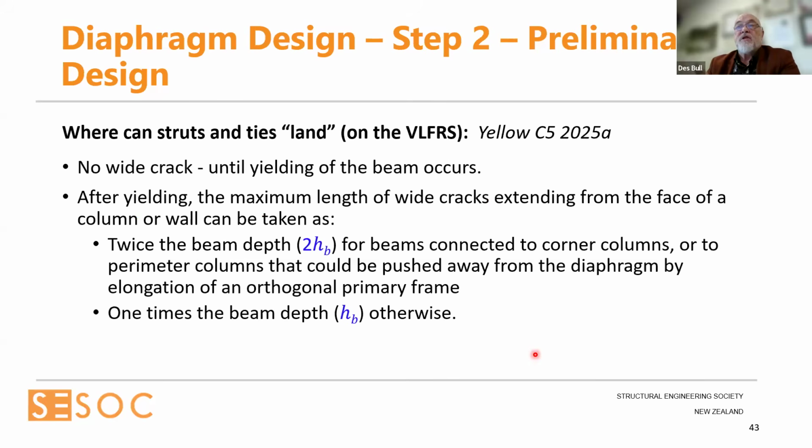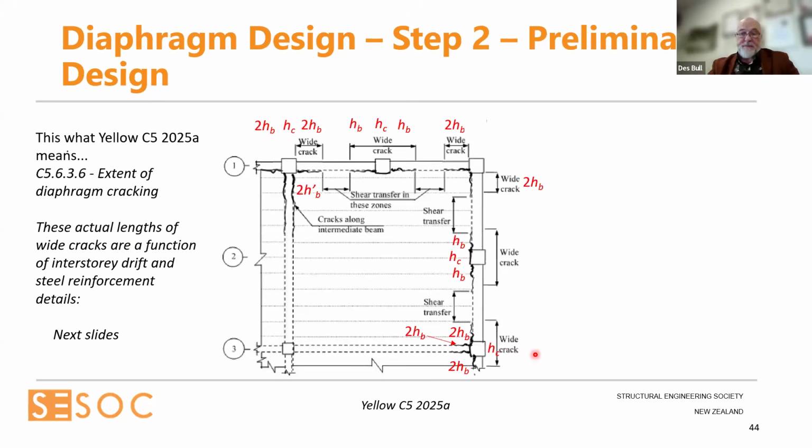Now, there's a lot of words here, and it talks about the lengths of cracks in different situations. I will jump straight to the picture that backs up those words. What it says is when this beam hinges and pushes this column out, the crack length is 2 HB long, and it's also H, which is the crack width across there.